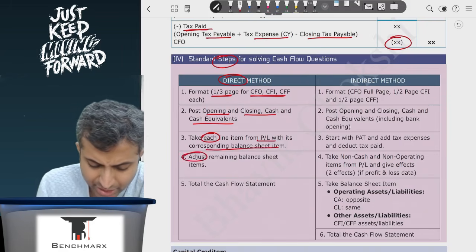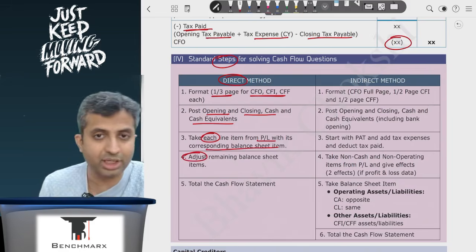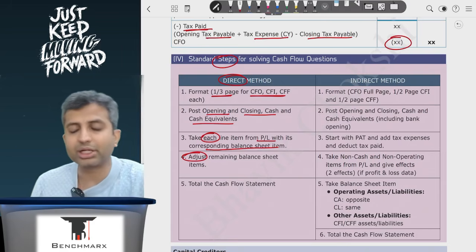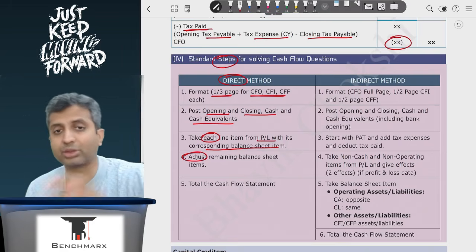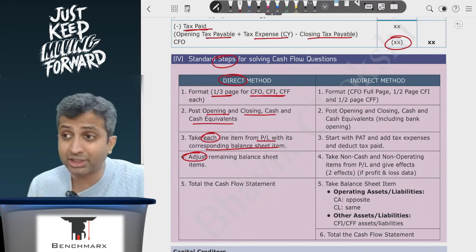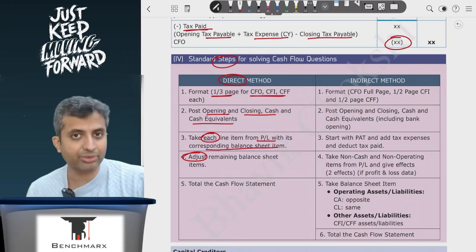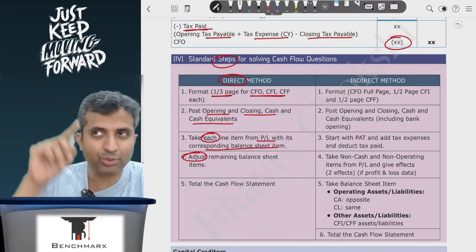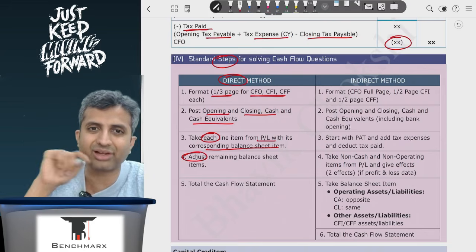Adjust the remaining balance sheet items, if any, after you consider every P&L item like sales with debtors, COGS with inventory, and then with creditors, salaries with outstanding expenses. After you consider everything, then you will have to reconcile the other items. Like for example, that may be PPE or there may be investments, where you try to reconcile that why is, if the opening is 100, closing is let's say 90.